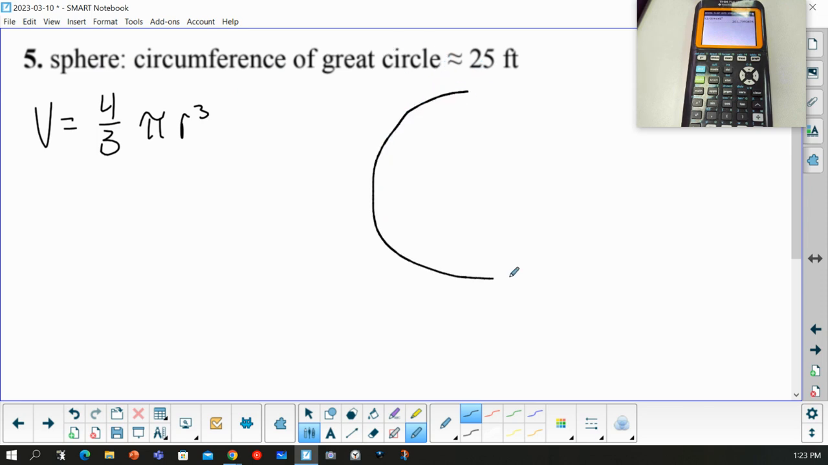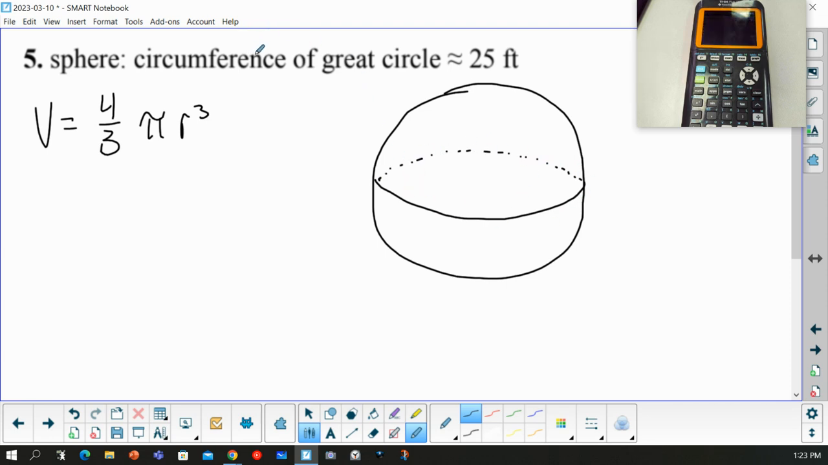So let's say you have a sphere. The great circle is kind of like the equator of that sphere. So since we have the circumference of this great circle, we can use that because we know the formula for circumference. Formula for circumference is 2 pi r.